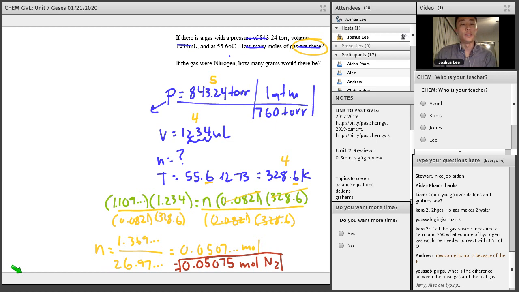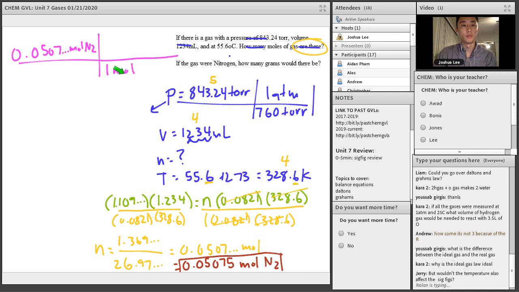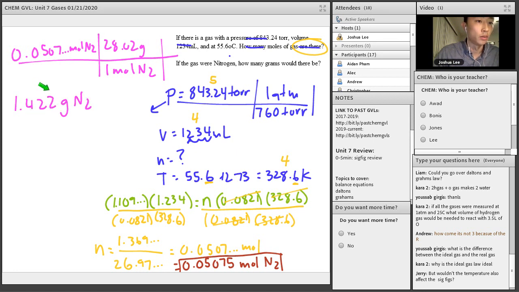Then the last step would be to just convert. So we have our 0.0507 moles of N2. Then to get rid of moles of N2, 1 mole of N2 has 28.02 grams, which would give us 1.422 grams of N2. 1.422. All right, let's look at that.